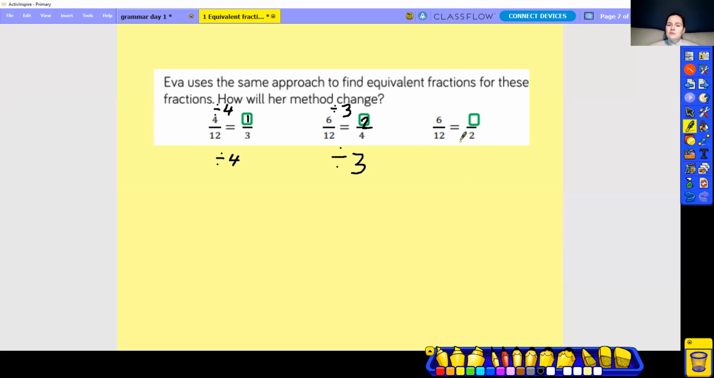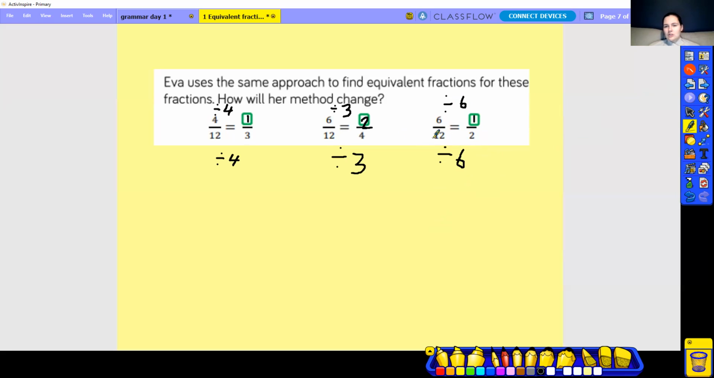Okay, and then let's look at this one to the right. You've got 12 and you're going to 2. So how do we get from 12 to 2? Well, let's think about how many 2's are in 12. We divide my 12 by 6. 12 divided by 6 is 2. So we must do the same to the numerator. 6 divided by 6 is 1. So it's 1/2. Okay. So we've got 6/12 is equivalent to 1/2.